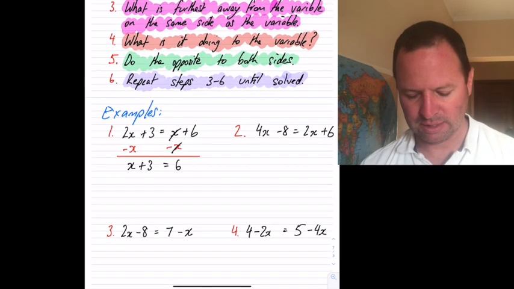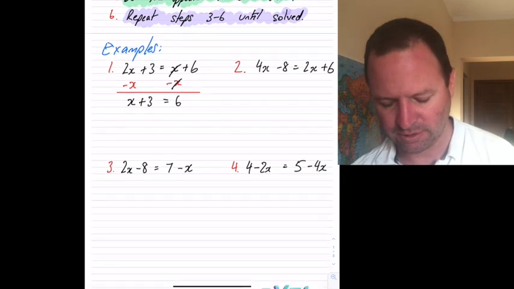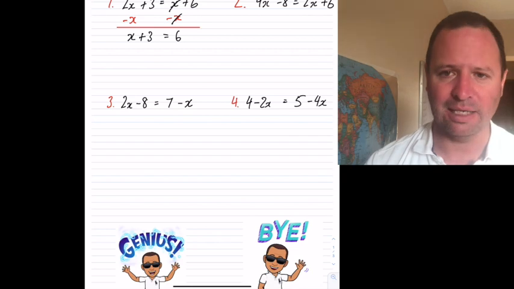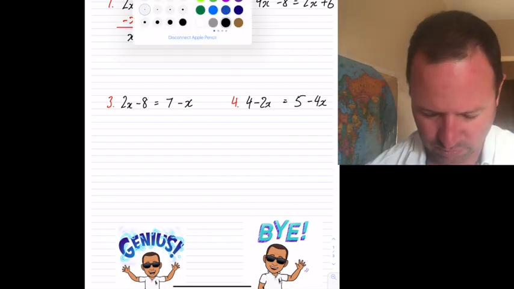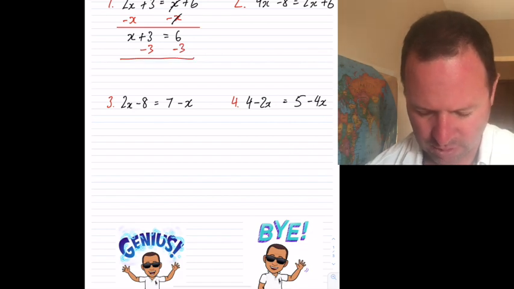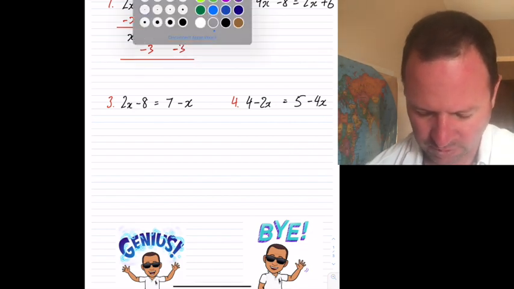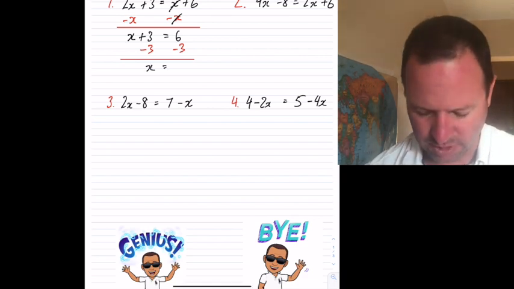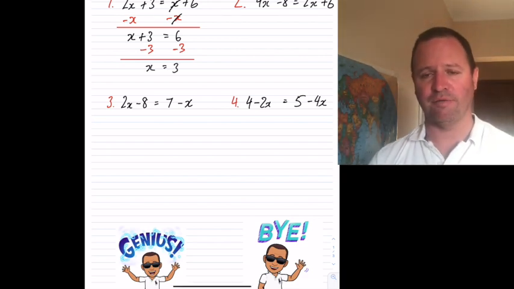Now I go on to the next steps and say, what's furthest away from the x on the same side as the x? It's that 3. What's it doing? It's adding. Therefore, I need to subtract 3, draw my line. What's left on the left-hand side? X. I've got 6 minus 3, which is going to get me 3, and I've finished. Okay?